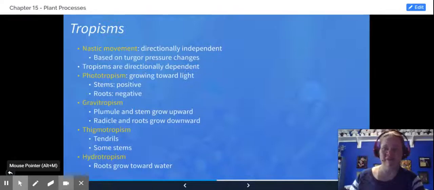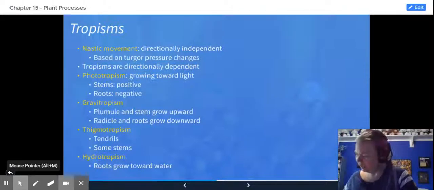Okay. Gravitropism is growing toward the force of gravity. Okay. So stems and plumules will grow upward, and that's negative gravitropism. And roots and radicles, they're growing toward gravity, so they have a positive gravitropism.